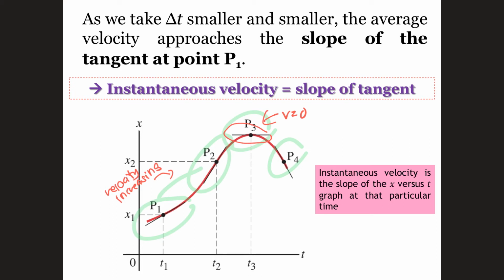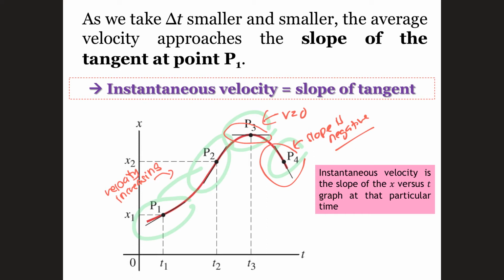And then when it reaches point P4, the velocity is negative, because the slope is negative. That makes sense since x is now decreasing. That's the reason why your slope is negative and your velocity is negative. As you can see from the graph itself, the particle is moving toward decreasing values of x.